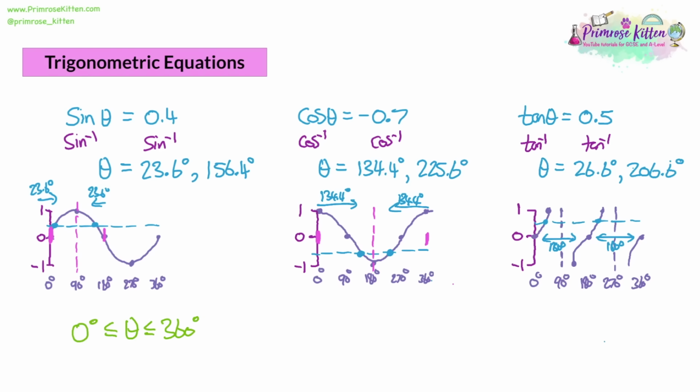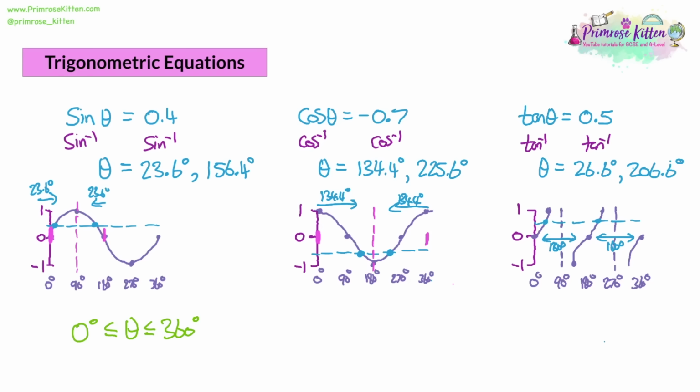Now you won't always be given this. Sometimes you might have between 0 degrees and 720. And so for 720, you would make these curves go twice as long. So you draw them going up to 720. You could have it between negative 180 and positive 180. So you draw the bit drawn here, but then you'd also go into the negative section as well.